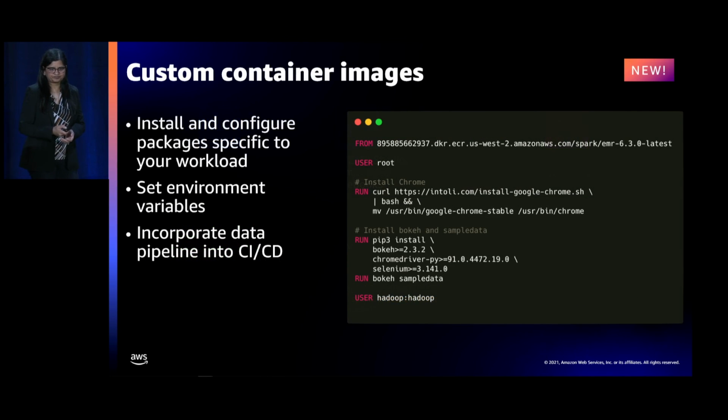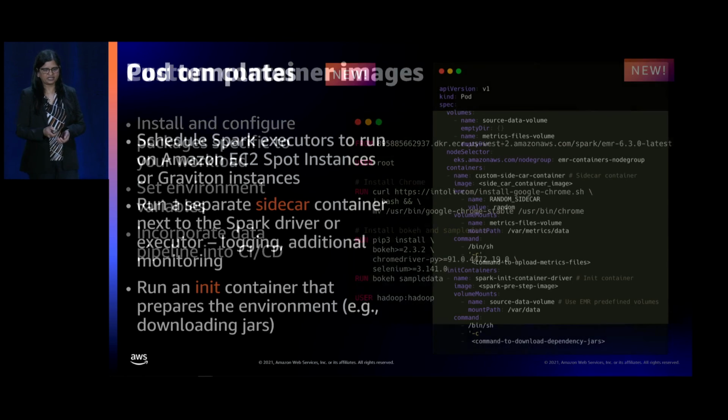We have also introduced the concept of custom container images, and this is where you can install and configure packages specific to your workload. So on the right-hand side, you see a specification for your image, and you can set your environment variables, you can install your favorite packages, and then incorporate your data pipeline into CI/CD using custom container images. And this is very simple. You just pass in the container image when you're submitting the job, and your job will be run on that custom container image that you have specified.